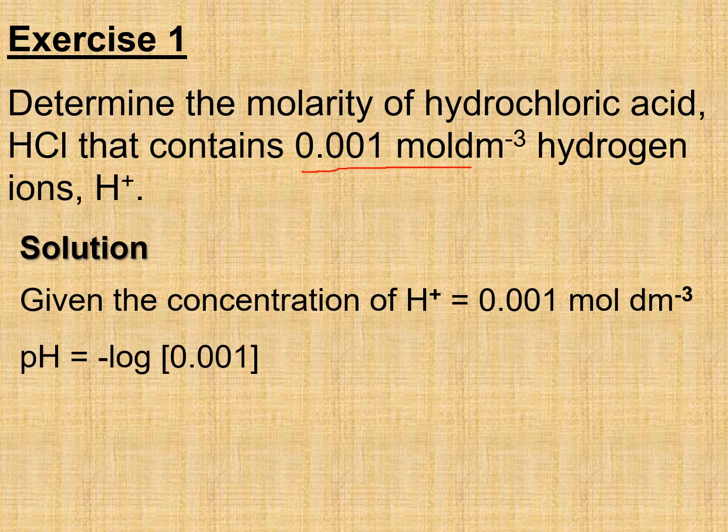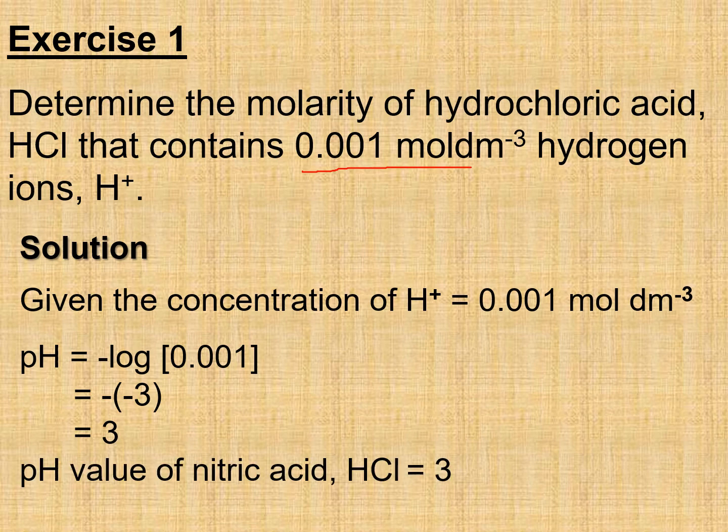So pH is equal to negative log 0.001. So log 0.001 is actually minus 3. And minus times minus, you will get positive. It will become 3. So the pH value for HCl is 3. Okay, just write down your final answer in a sentence like my examples. Okay, pH value of hydrochloric acid is equal to 3.